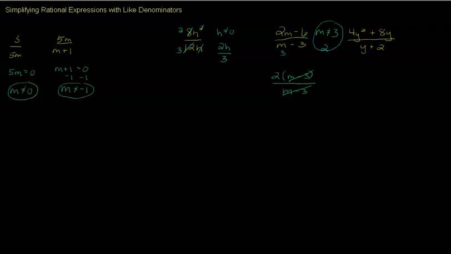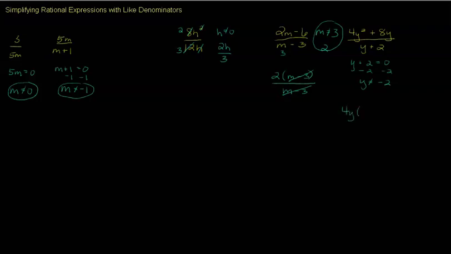Let's look at this one. What would make this 0? Well, y plus 2 equals 0. Subtract 2. So y cannot be negative 2. Now, again, we can't just start reducing here, because they're both binomials. So what can we factor out of the top? We can factor out a 4y.